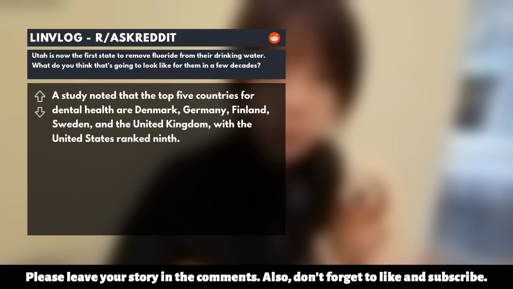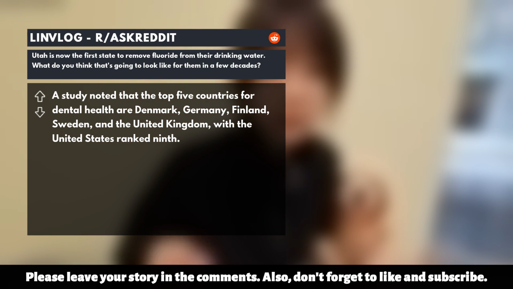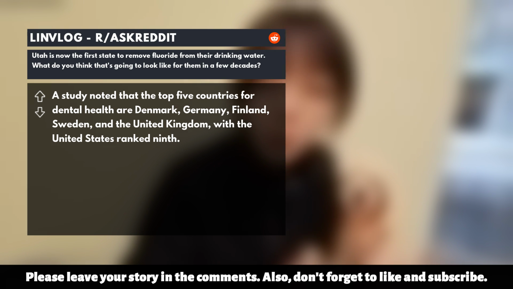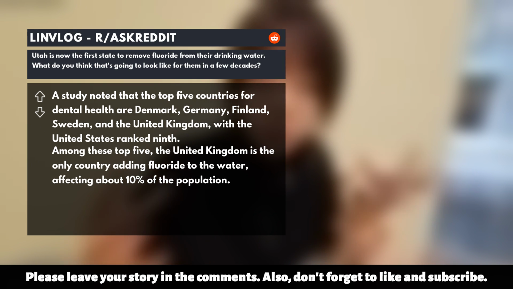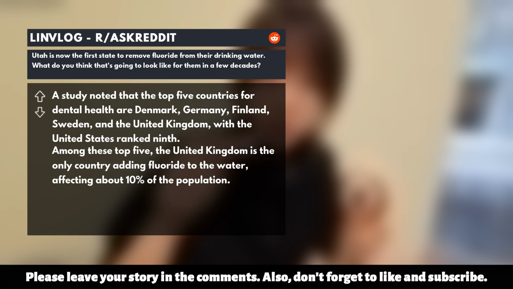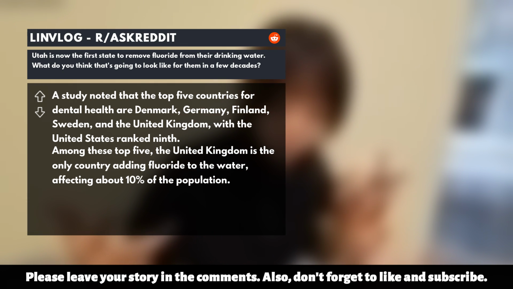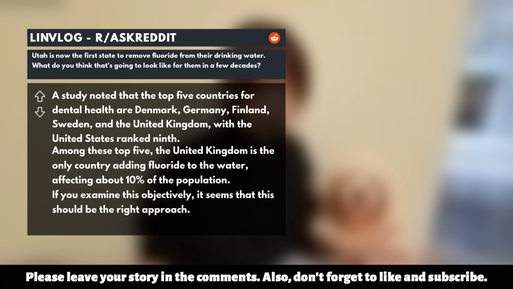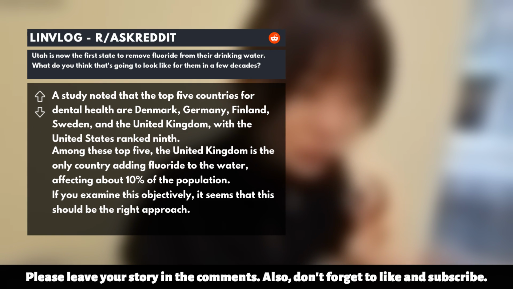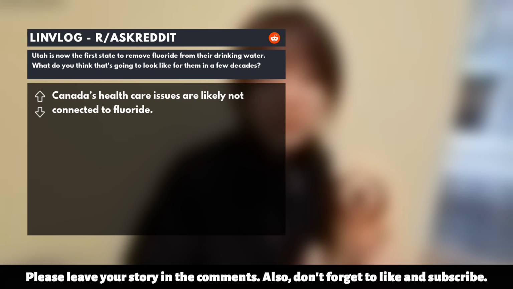A study noted that the top 5 countries for dental health are Denmark, Germany, Finland, Sweden, and the United Kingdom, with the United States ranked 9th. Among these top 5, the United Kingdom is the only country adding fluoride to the water, affecting about 10% of the population. If you examine this objectively, it seems that this should be the right approach. Canada's healthcare issues are likely not connected to fluoride.